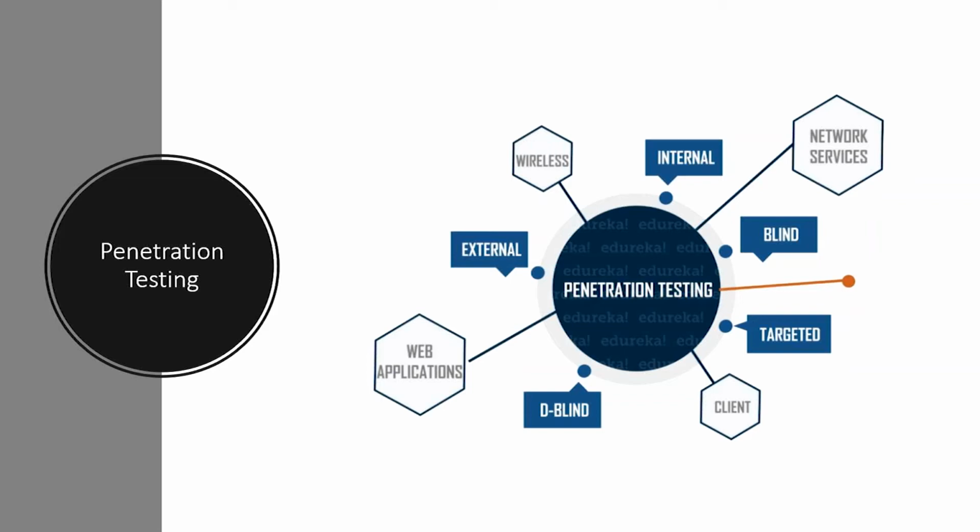Targeted testing is usually performed by the organization's IT team and the penetration testing team working together. In a blind penetration test, the penetration tester is provided with no prior information except the organization name. And in a double-blind test, at most, only one or two people within the organization might be aware that a test is being conducted.